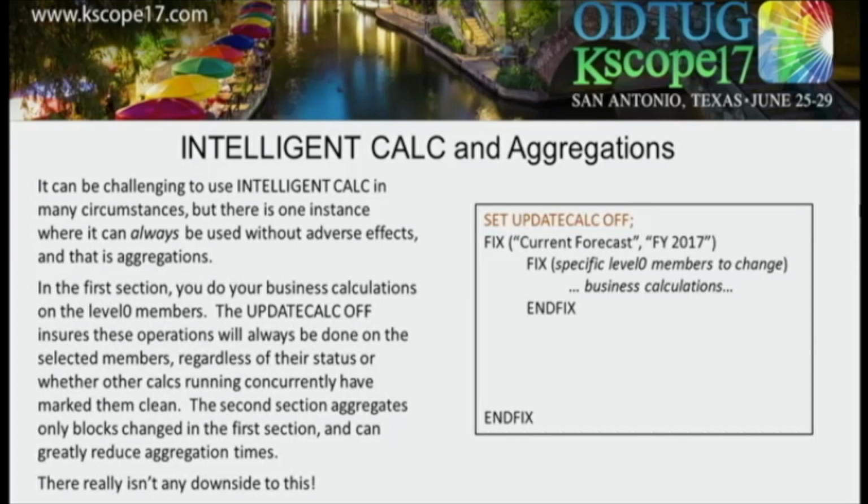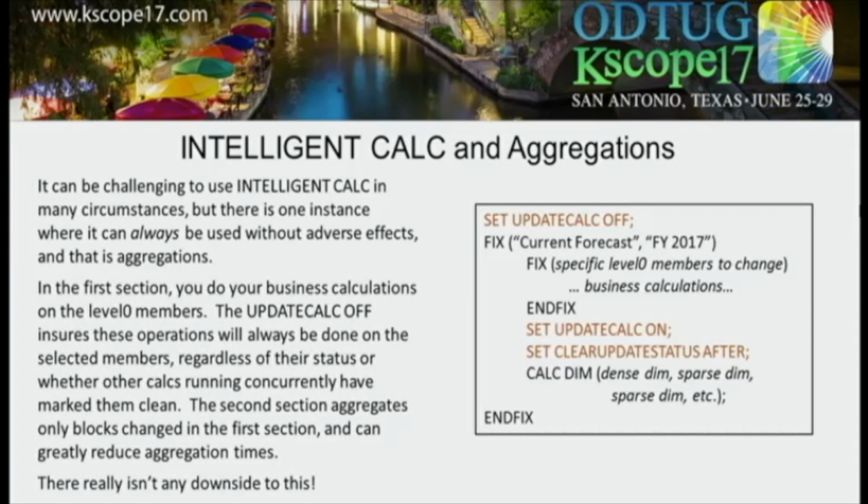Fix on specific members, maybe runtime calcs or something, right? And you do some business calculations. So you've only modified a few blocks in the database. Set update calc off when you do that. Everybody sets update calc off, so that won't be a problem. But then, set update calc on, do clear update status after, and do your calc dim. And make sure the first dimension is dense. This will then calculate those, do the ags for only those blocks, and mark them all clean.